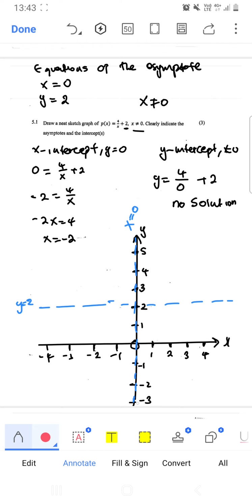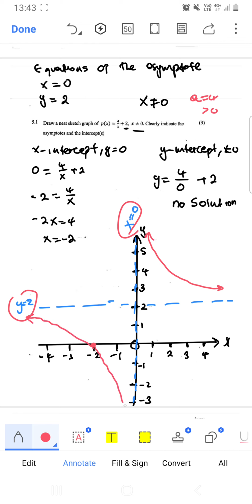So now let's draw the graph. So guys, we have the vertical asymptote, which is x equals 0, and the horizontal asymptote, which is y equals 2. So now let's plot the graph. We know that the graph will cut the x-axis at negative 2. And then if the value of a, which is 4, is greater than 0, it means our graphs will be in the first quadrant, and the second one will be in the third quadrant, right? So these are the graphs of p, and then we get negative 2, which pairs with 0 there, and then we are done.